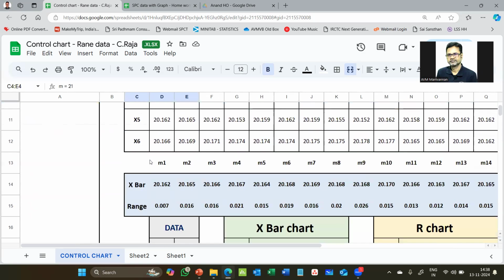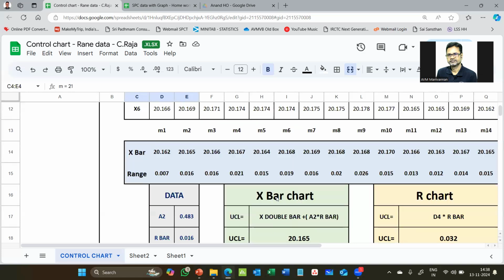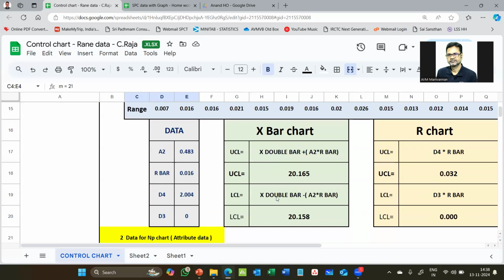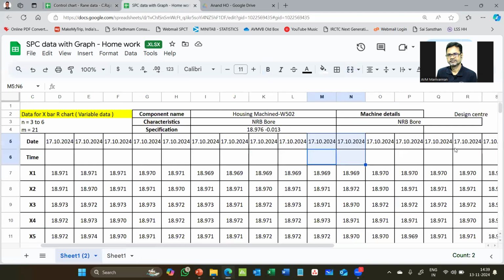Then you have beautifully arranged all the data, converted it into X bar and range, then control limits also: D3 R bar, D4 R bar, then X double bar, upper control limit for X bar, lower control limit for X bar. That is all very good. Now, for a change, I am taking another set of data from your head office. See here.